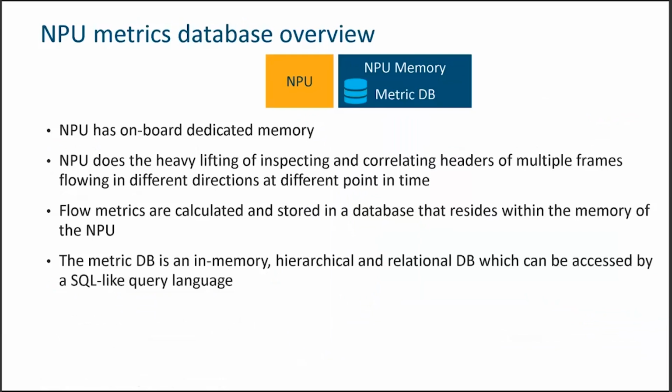Okay, the NPU, obviously it's a CPU, but it also has its memory. So what it does when it receives those headers, it calculates the metrics. Now you know how the metrics are calculated, and the metrics are actually stored within the memory of the database. And because of that, it's an in-memory database. The database is hierarchical in nature, and it's also relational in nature. So for those of us who have worked with relational databases like MySQL, Postgres, Oracle, think of it as a smaller, lighter version of that. Like SQLite, I think that's a very close analogy.